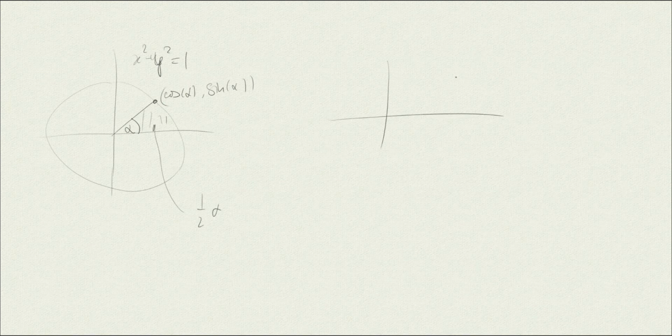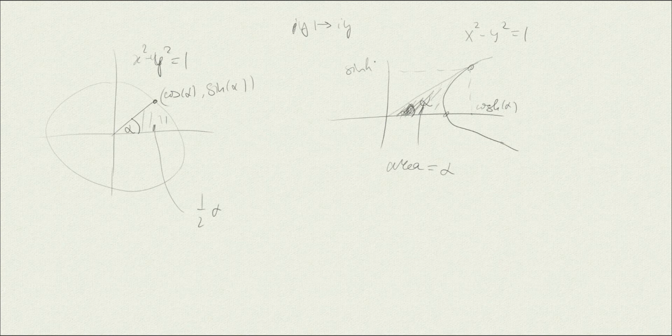And for the hyperbola, it's almost as if we just substitute iy instead of y, and then what we have is the equation x squared minus y squared equals 1. And then the coordinates of a point here: it's not the angle alpha, but if the area here is alpha, then this is hyperbolic cosine of alpha and hyperbolic sine of alpha.